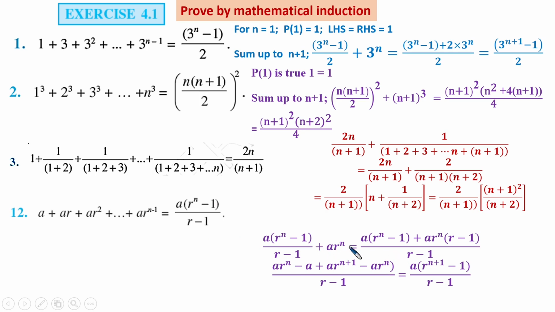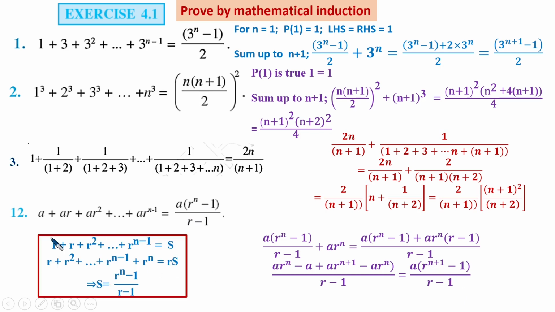Okay, so I have taken one more term, the n plus 1 term, and we just go through this and we will see that we will again get here a times r to the power n plus 1 minus 1 divided by r minus 1. So as I said here, you should get this. So this is also valid. So by mathematical induction, you can say that if it is valid for 1 and it's valid for n, then it is valid for n plus 1 also. And this is a direct method.